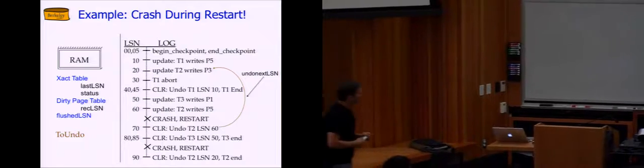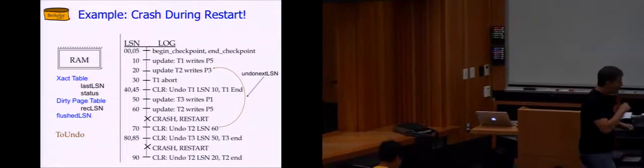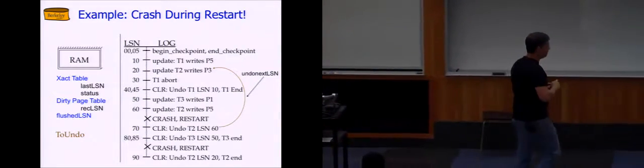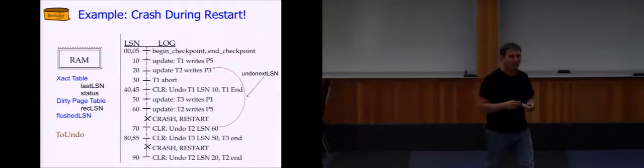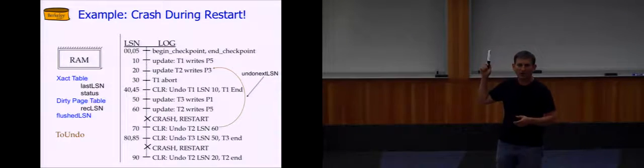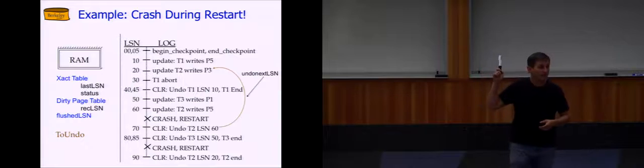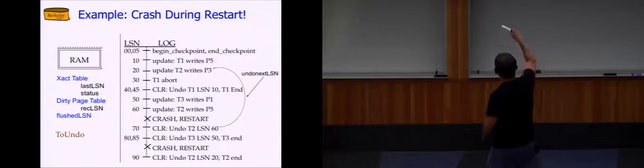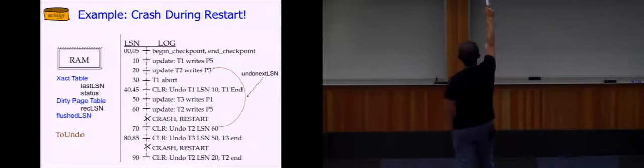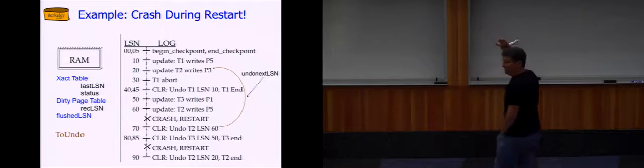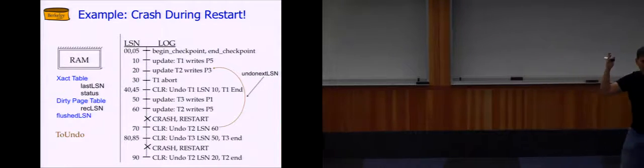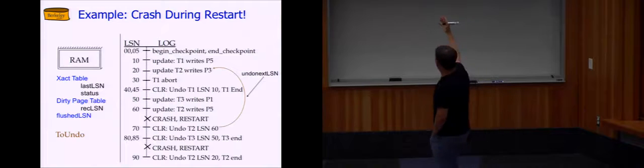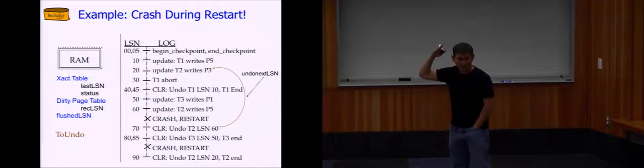So we crash after step 60. And now we start Aries, right? And what does Aries do? It's going to begin the analysis phase. Where do we start the analysis phase from in the log? Checkpoint, right? So we're going to start at log sequence number 5. We're going to read the dirty page table off of it. It was empty at that time, right? We're going to read the transaction table off of it. It was also empty at that time.